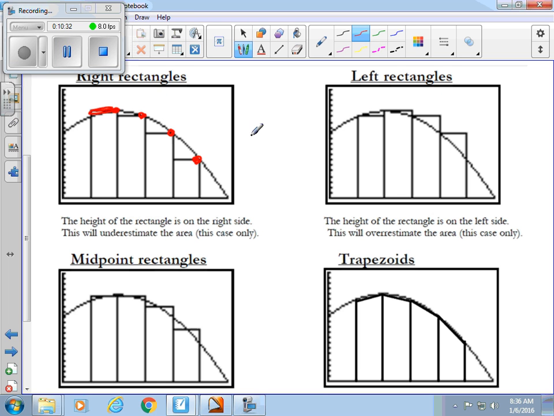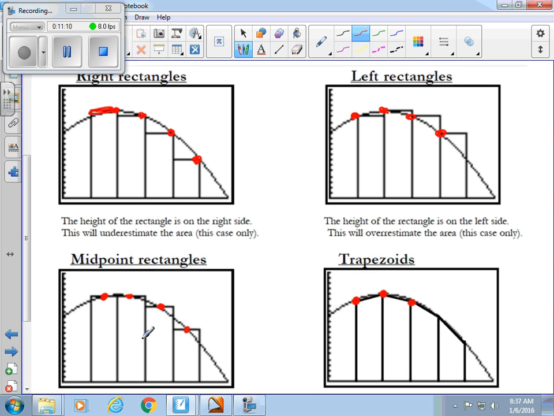Left rectangles, the height is determined by the left-hand side of the rectangle, the height of the curve at the left-hand side of the rectangle. Midpoint rectangles, the height is determined by the middle of the rectangle. And trapezoids, instead of using rectangles, I use 2 different heights to make 2 different bases of a trapezoid and find that area. Turns out that the trapezoid, well, I'll tell you that in a minute. Let the cat out of the bag.